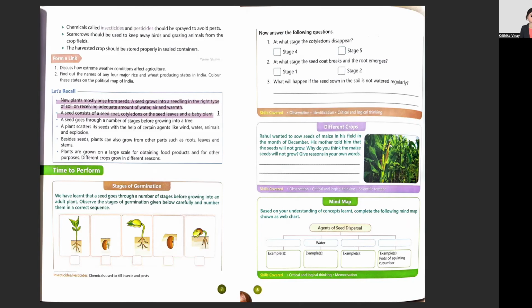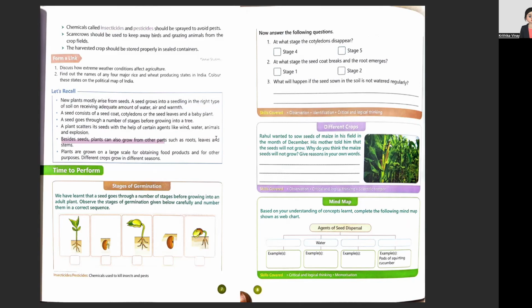Okay, next, recall. New plants mostly arise from seeds. A seed grows in the right type of soil on receiving a requisite amount of water, air and warmth. A seed consists of a seed coat, seed leaves and a baby plant. A seed goes through a number of stages before it grows into a tree. A plant scatters its seeds with the help of certain agents like wind, water, animals and explosion.